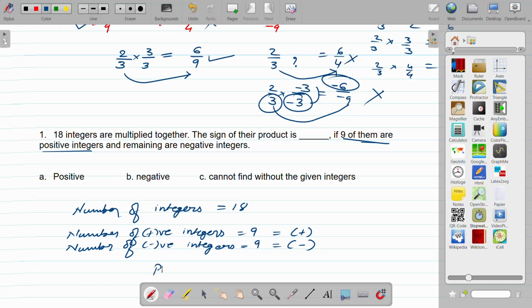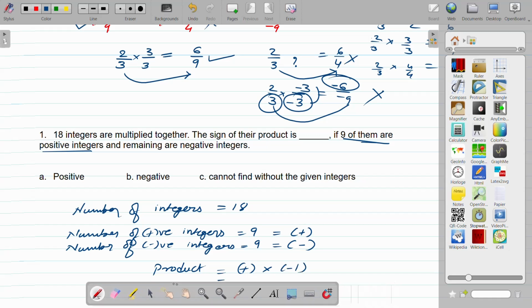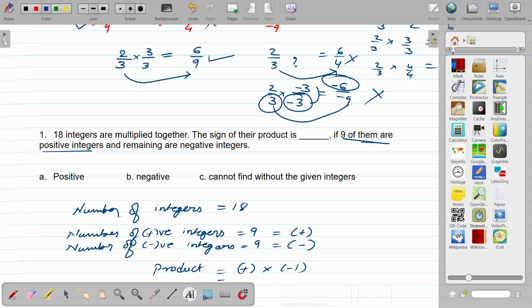And now we have to find the product of these 9 positive and the product of 9 negative. Product of 9 positive integers will be what? Positive. And product of 9 negative integers will be what? Negative. And finally, we get the answer: positive into negative will be negative. This way we have to solve it descriptively.